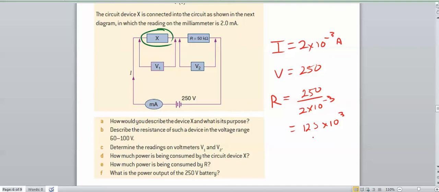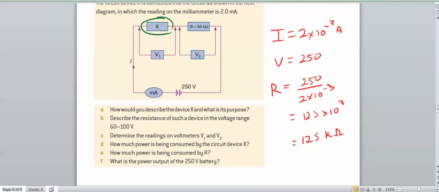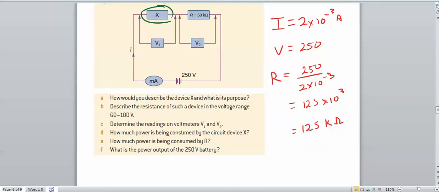So we're going to have a total resistance of 125 kilo ohms. So therefore, X is equal to, it's going to have to be 75 kilo ohms.